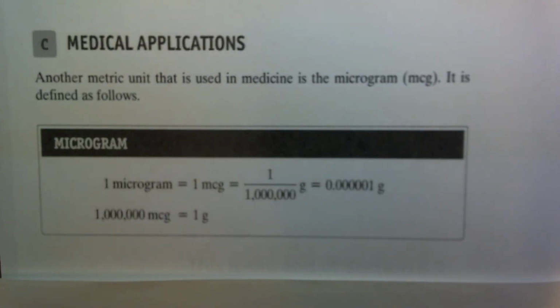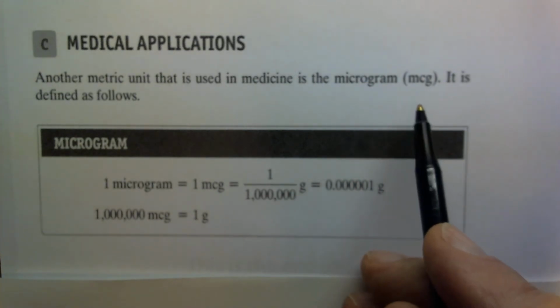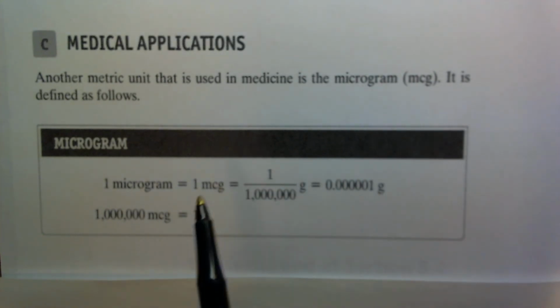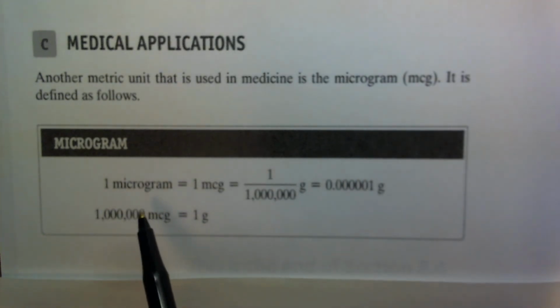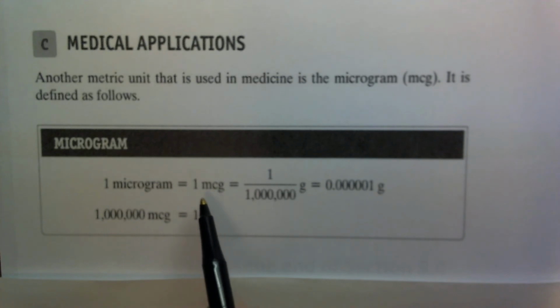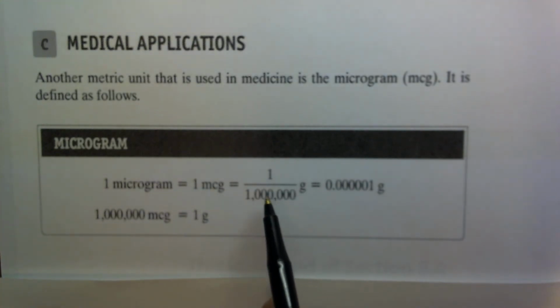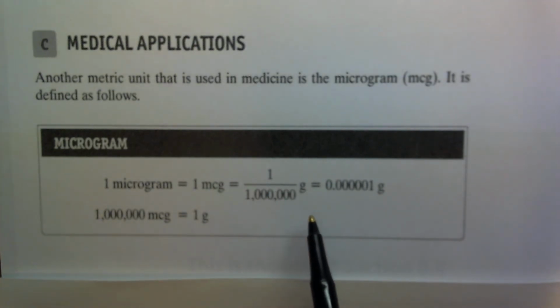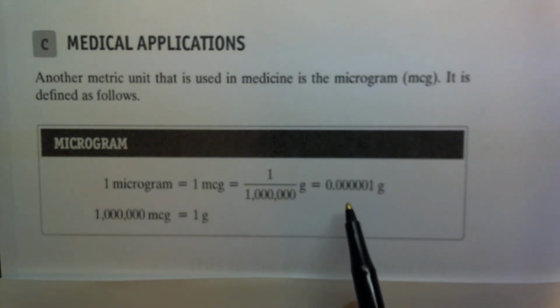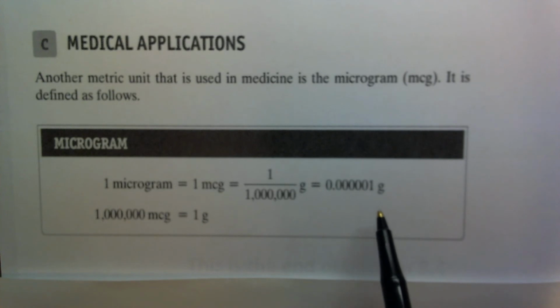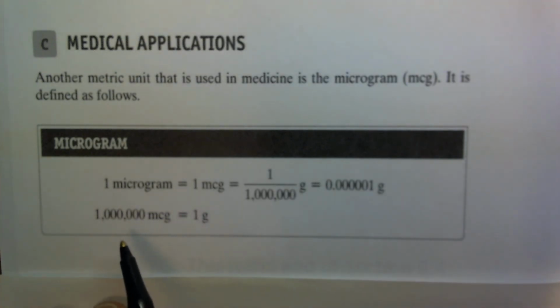Now, in medical applications, a metric unit that is used is micrograms, abbreviation mcg, and it's defined as follows. 1 microgram is 1 millionth of a gram. So 1 divided by 1 million, or 0.000001 gram. In other words, 1 million micrograms equals 1 gram.